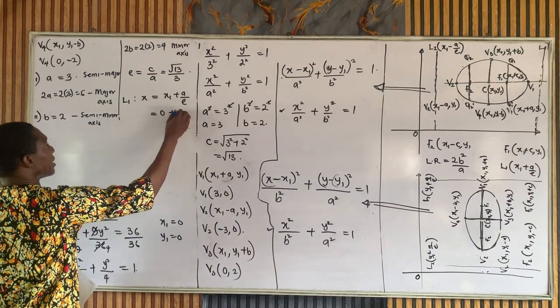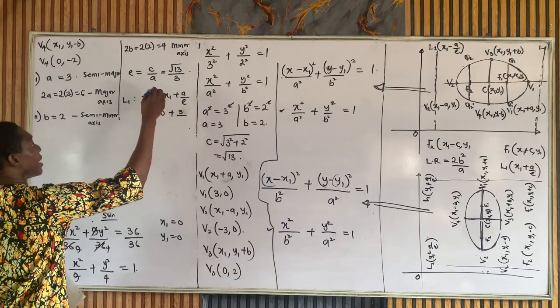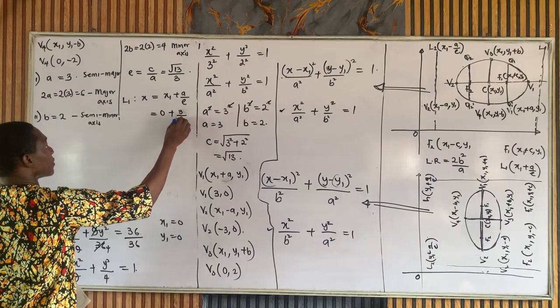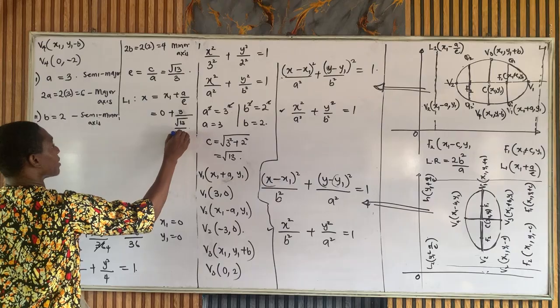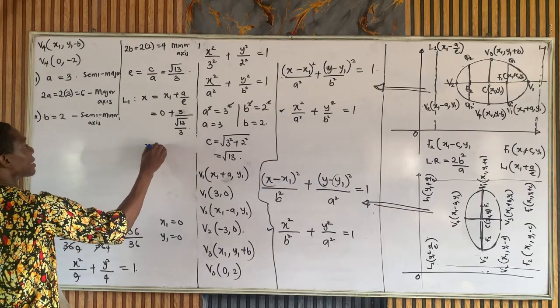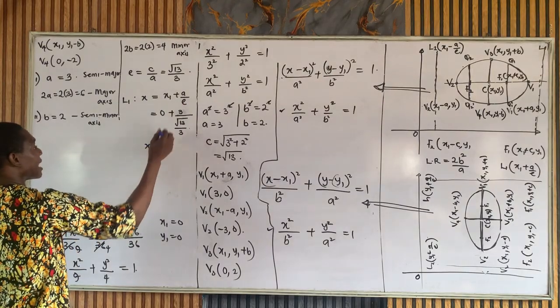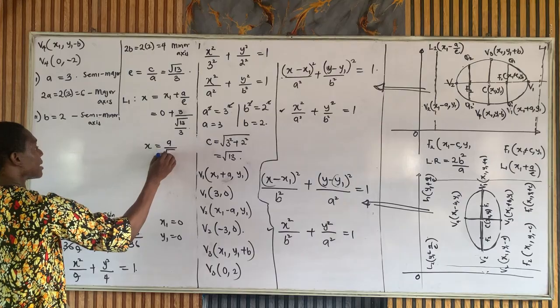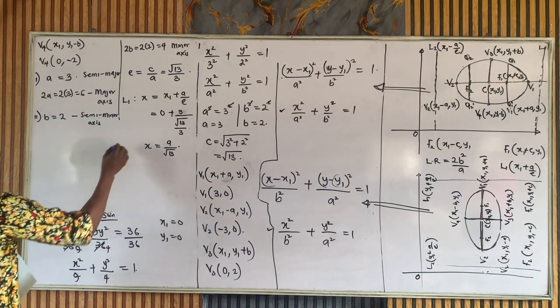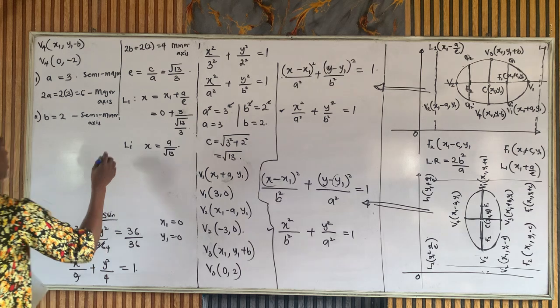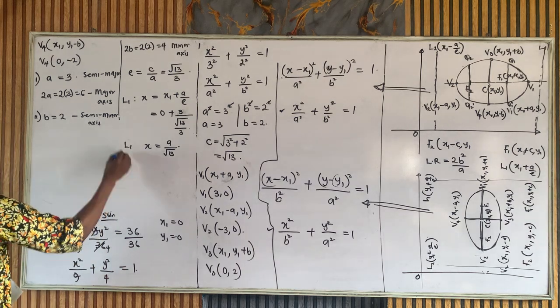Our a is 3 over eccentricity, which is root 13 over 3. So that will simply be that x is equal to, this 3 goes up here to multiply this, that's 9, so 9 over root 13. That's our first directrix.